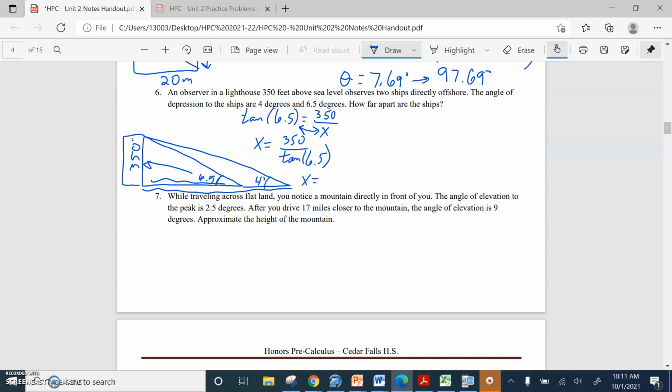So x equals, let's see, do I have that one here? Yeah, I do have that. That would be 3,071.91 feet. We're going to do the same thing again with our new number, so tangent of 4.